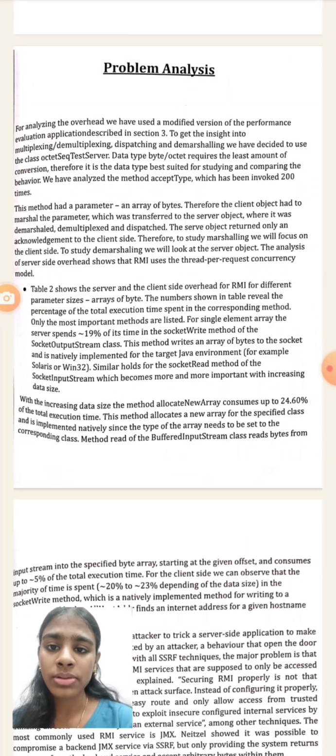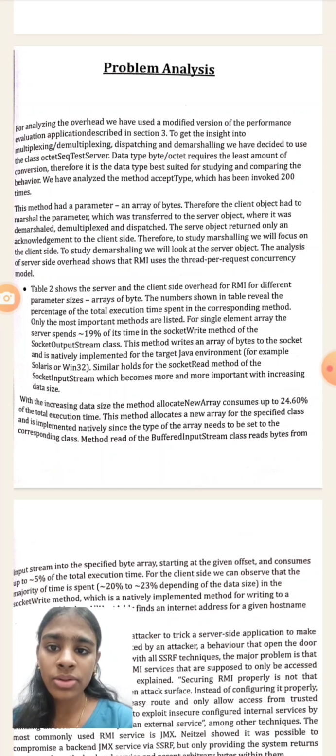Problem analysis. In problem analysis, we are analyzing the overhead. We have used a modified version of the performance evaluation application described in section 3 to get insight into multiplexing, demultiplexing, dispatching and demarshalling.